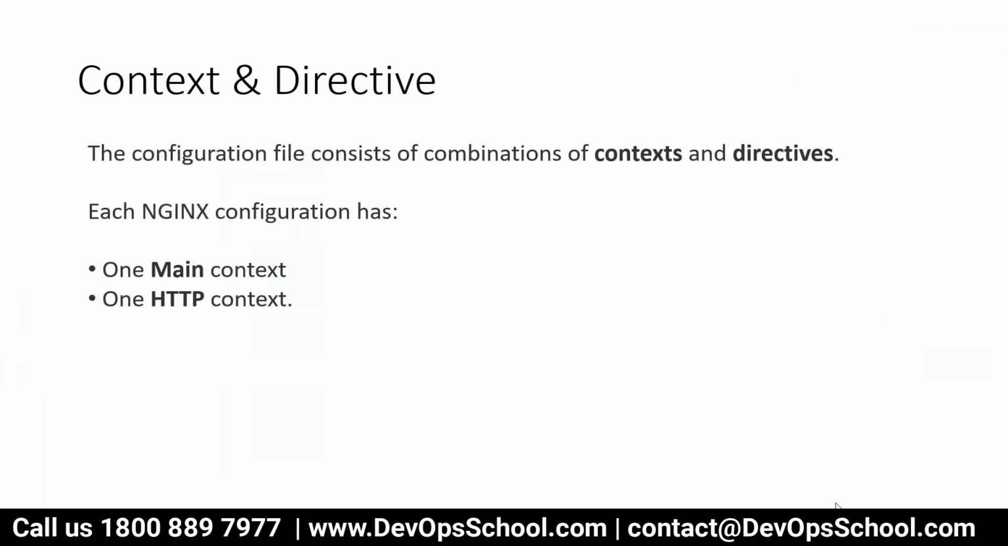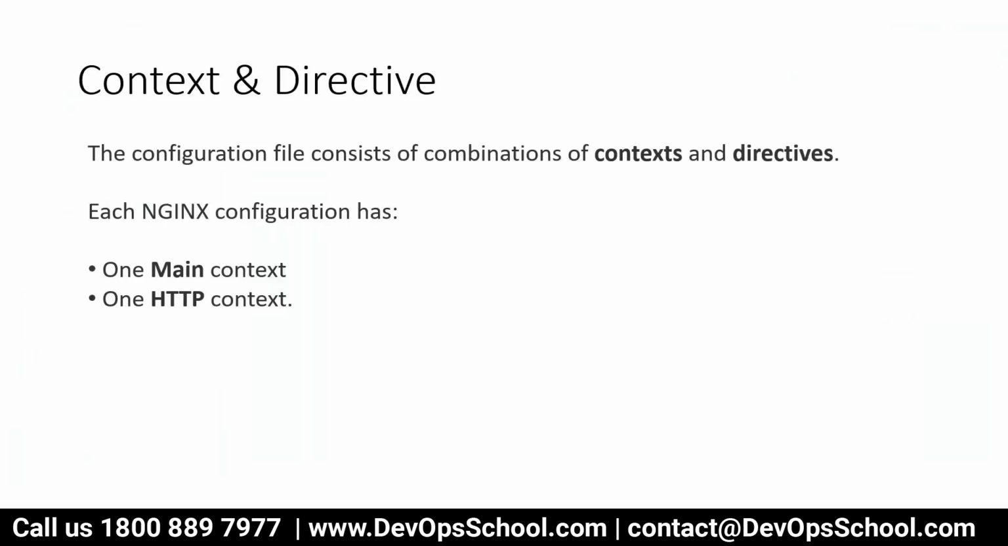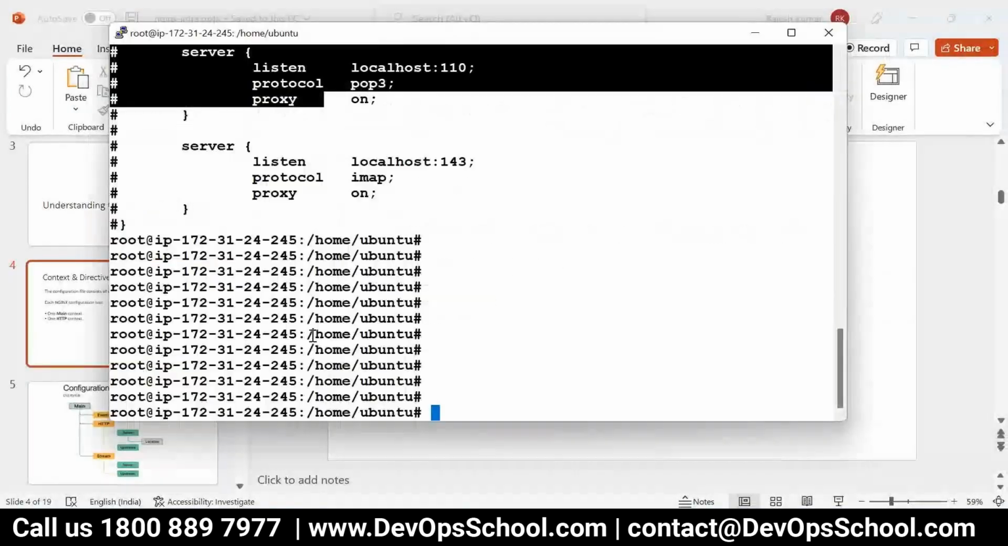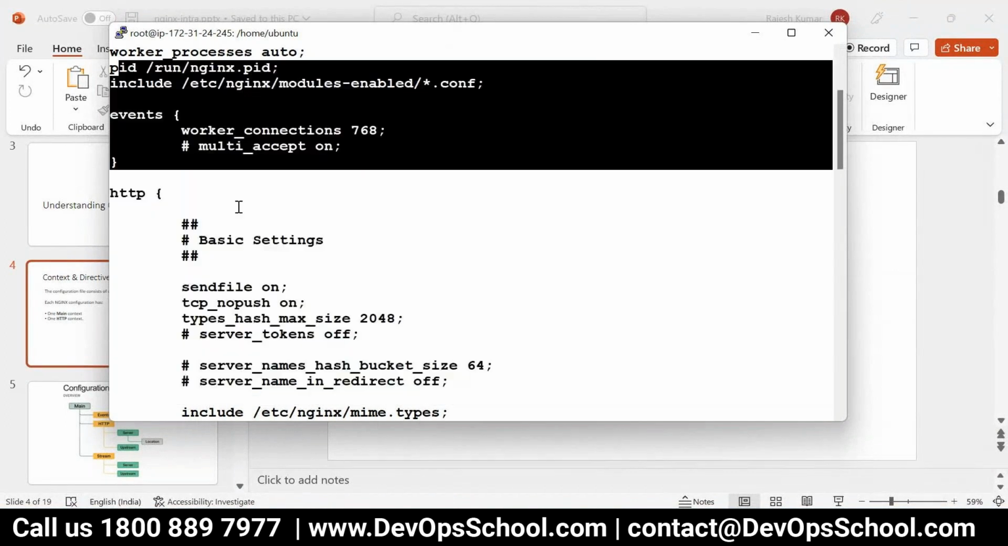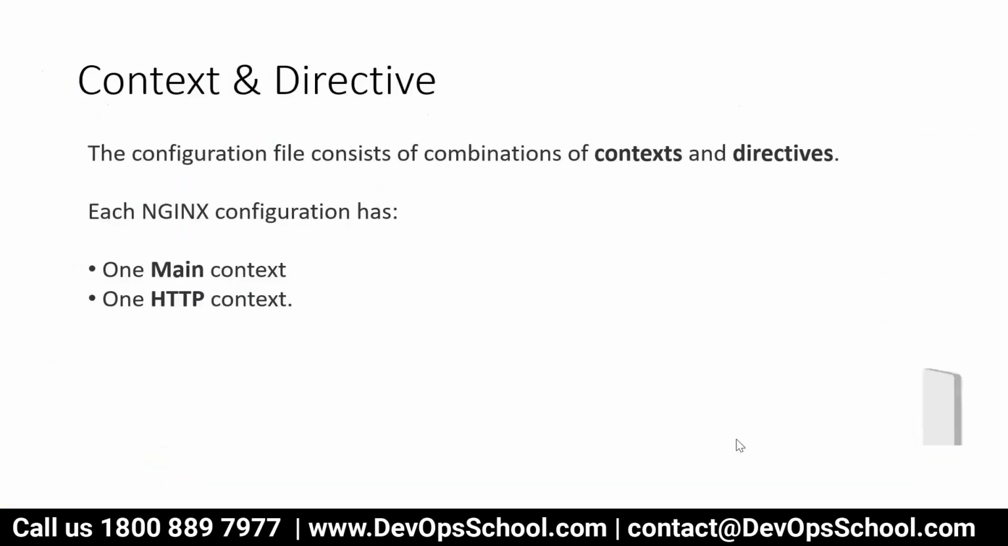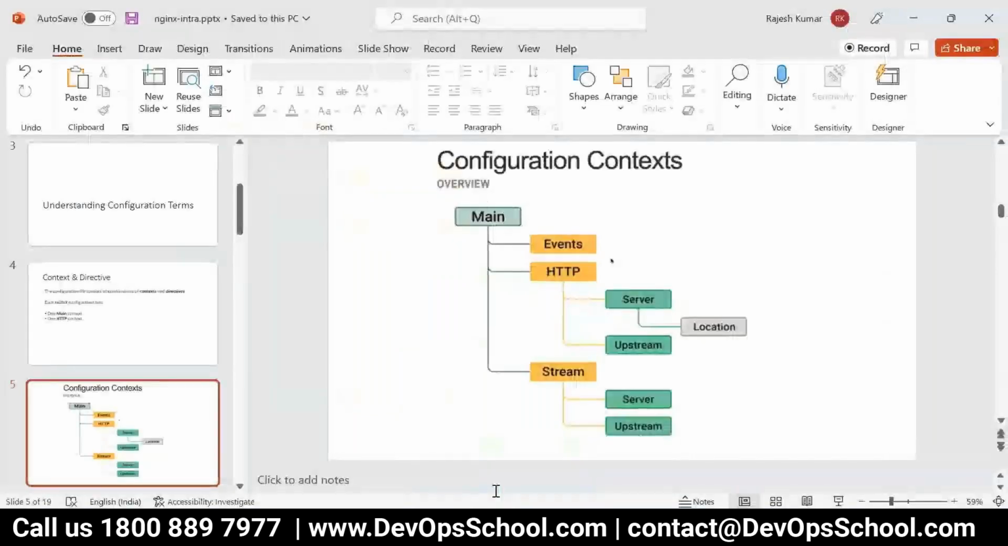Now each Nginx configuration has the main context and then the HTTP context. Just now you see that here, this is the HTTP context, and this whole thing starting is the main context. So you see how it's been divided. Everything in the file is the main context, and inside that you have the event context, HTTP context, and stream context. The stream context is not there in this file, it's not needed.